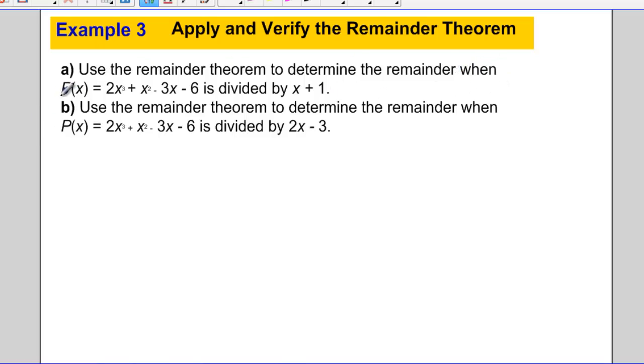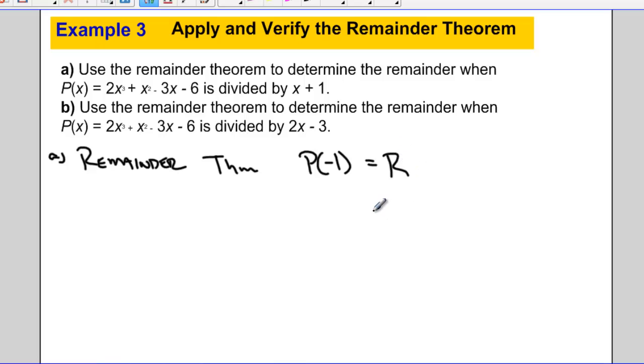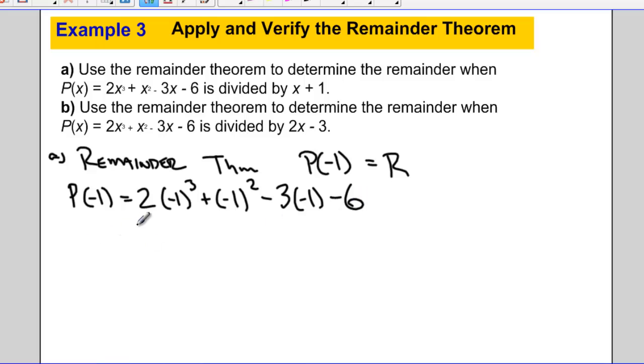Use the remainder theorem to determine the remainder when p of x is divided by x plus 1. So according to the remainder theorem, p of negative 1 should equal the remainder. So let's see what p of negative 1 is. So sub in negative 1 for all our x's. And I get negative 2 plus 1 plus 3 minus 6, or negative 8 plus 4, which is negative 4. So according to the remainder theorem, the remainder, if I was to do this division, should be negative 4.